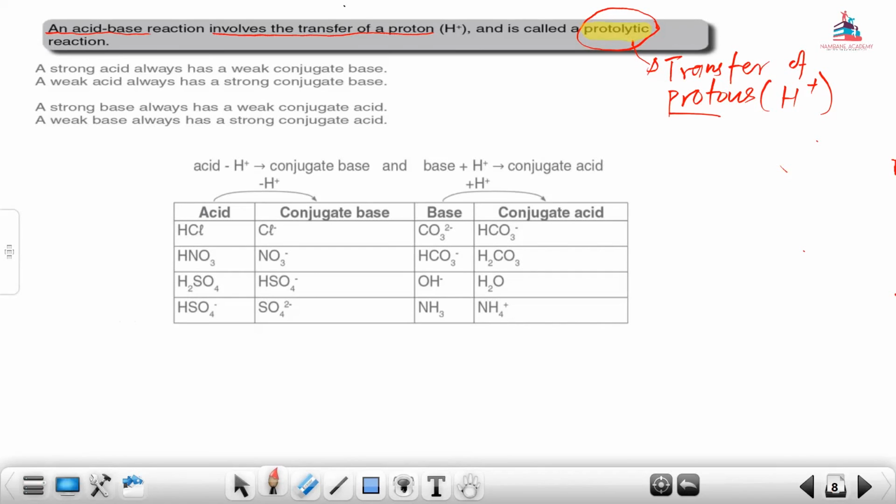But furthermore, when we look into this, a strong acid always has a weak conjugate base. Very, very important. And a weak acid always has a strong conjugate base. Now, let's focus only on the acid. I have my HCl, HNO3, H2SO4, and HSO4. And we said my conjugate base of an acid should be one proton less.